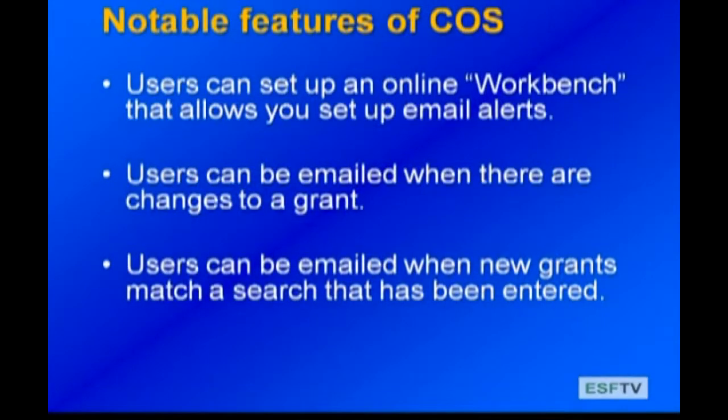Let's talk about some notable features of COS, Community of Science. One of the neatest features of COS is that you can set up an online workbench. And what you do in your online workbench is you set up email alerts so that when there's changes to a grant, you'll be emailed. And you can also enter in search criteria, and every time a new grant appears based on your search criteria, you'll get the email. So you don't have to keep going back into COS to search. You do it once, and then it emails you every time there's an addition to your search. Really neat feature. Again, that's called the Community of Science Workbench.